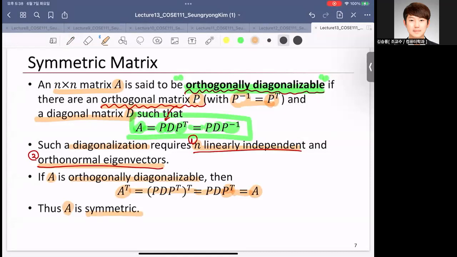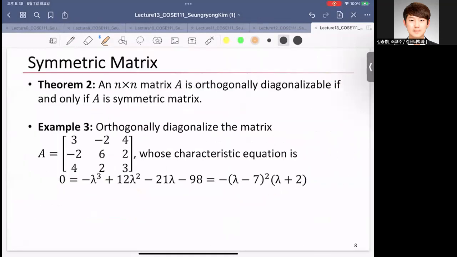In other words, if matrix A is symmetric, we can find P, D, P inverse, where D consists of eigenvalues and P consists of eigenvectors that are linearly independent and also normal to each other. Then we can factorize like this. To summarize, matrix A is orthogonally diagonalizable if and only if matrix A is a symmetric matrix.